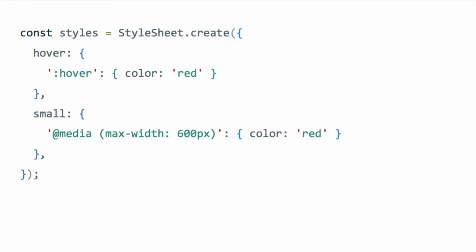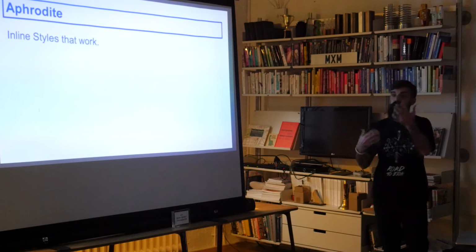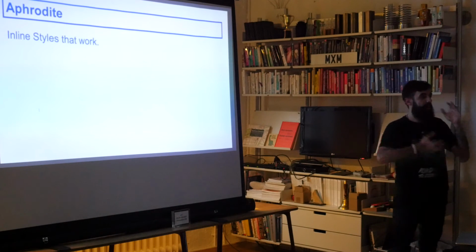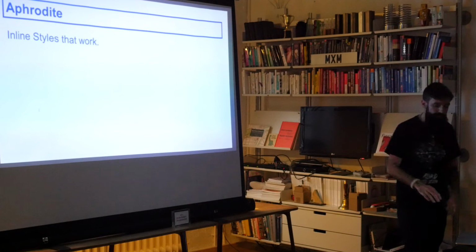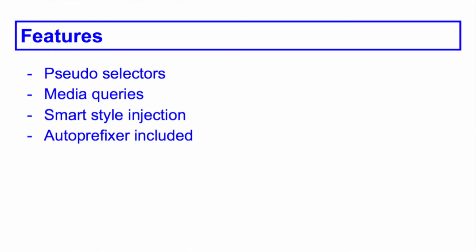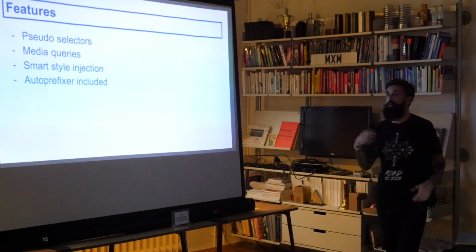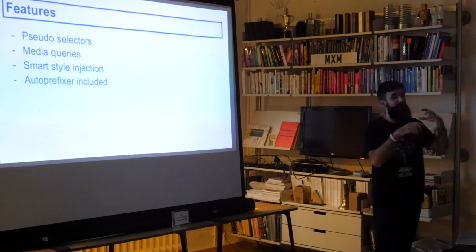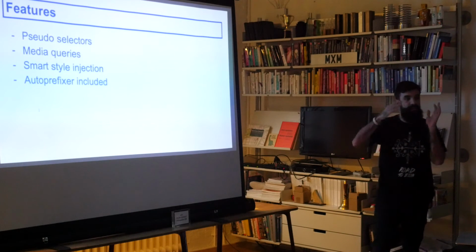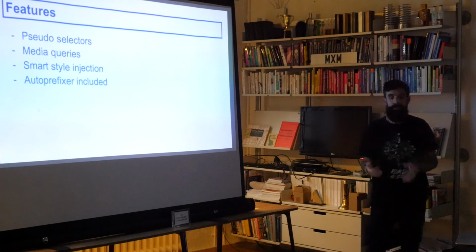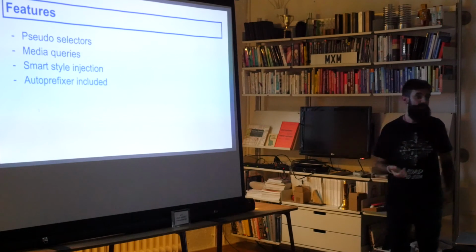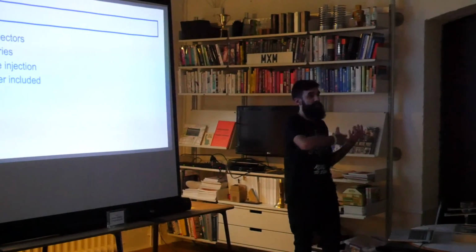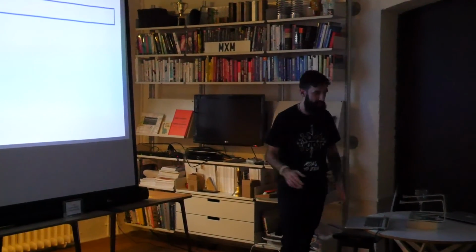In the end, they render like classes, but they call it inline styles because you can co-locate the style with your component, and it's an object. The good features here are that you can use pseudo selectors and media queries. Smart style injection means that if you have a very big object to define your style, but you apply only one small piece of that style, they're going to inject on the page only the CSS that you are actually using, and that's pretty good. And the auto prefixer is included, which is also good because you cannot have pre-processing or post-processing. You have to have something in the browser.